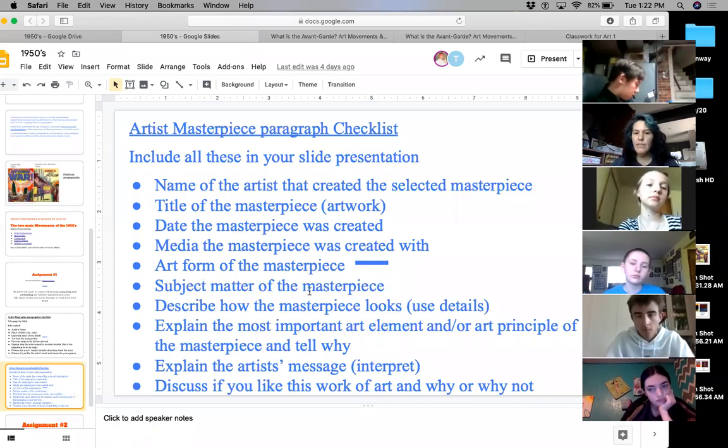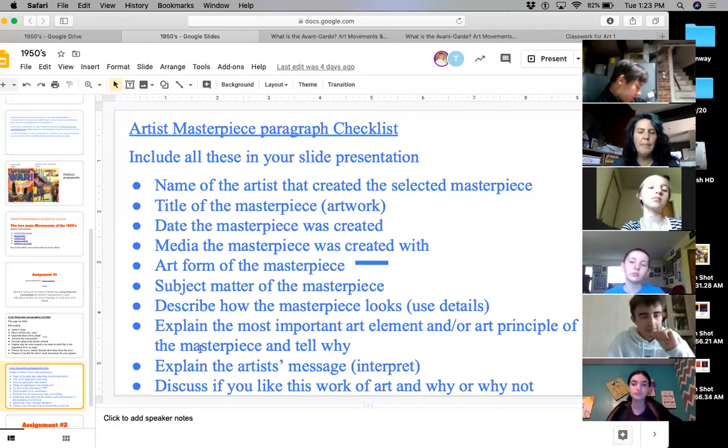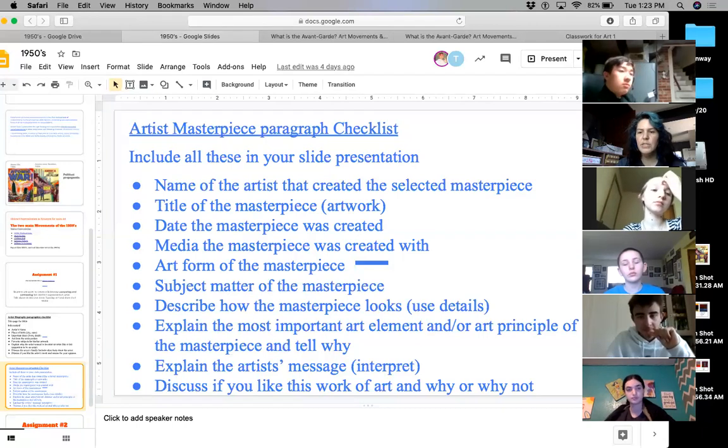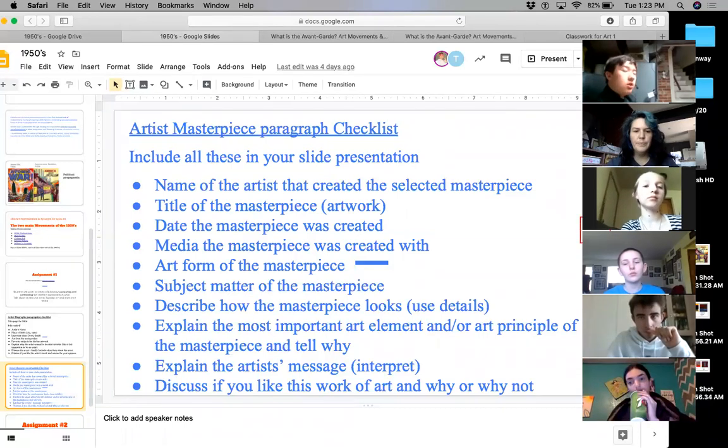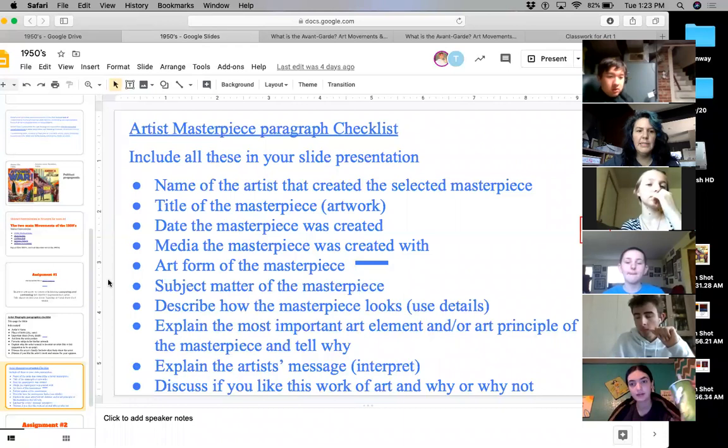What's the subject matter of the piece? Even in abstract, they will still sometimes have some kind of subject that they are going for that might not read. Describe how the masterpiece looks. You're just bullet pointing that, using your vocabulary. Explain the most important elements of the artwork that you see. Jackson Pollock would probably be movement and line. Explain the artist's message if they have one. And again, discussing your opinions of the artwork.